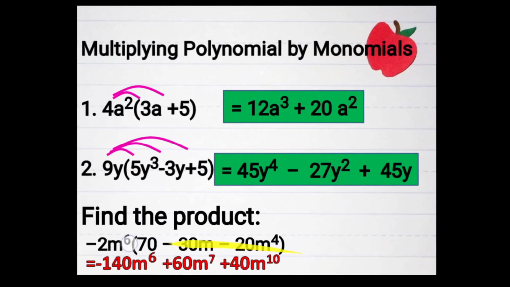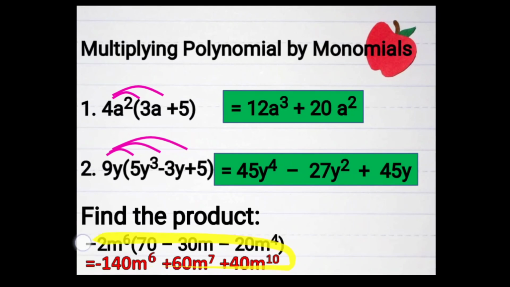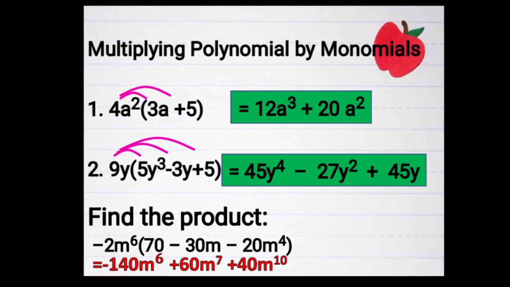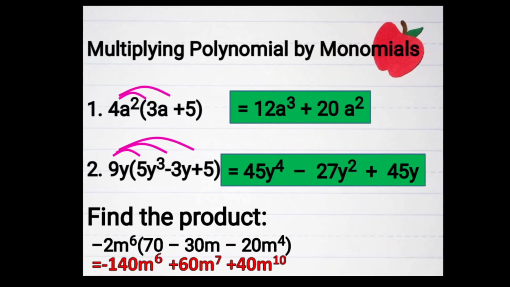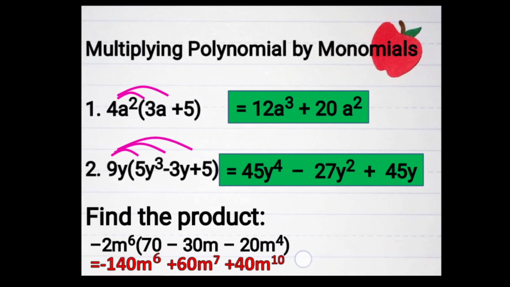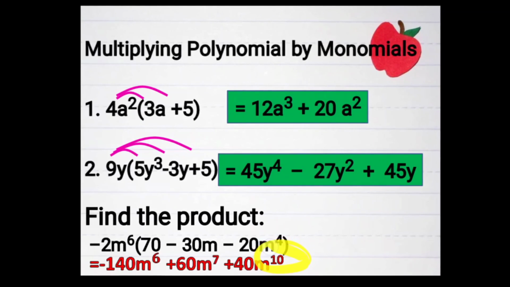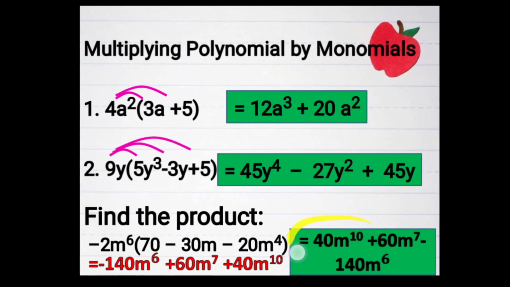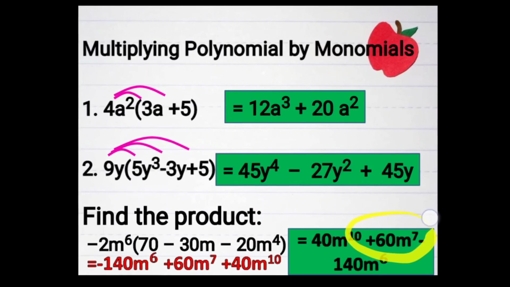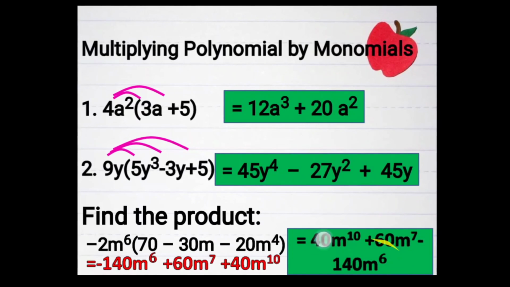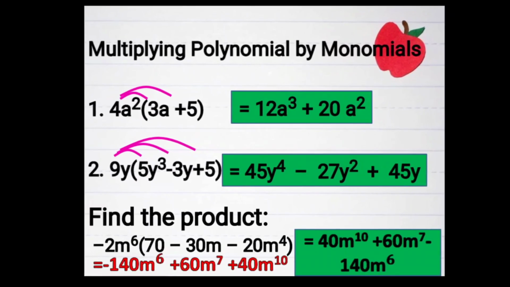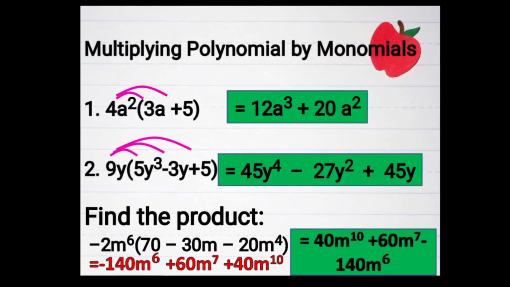Then after that, you have to arrange this in order. How to arrange this? Based on the exponent of each term. The first one should be the one with the highest exponent. So the highest exponent is 10. So our answer is 40m raised to 10 plus 60m raised to the 7th power minus 140m to the 6th power. As you can see, the exponents are in decreasing order. 10, 7, 6.